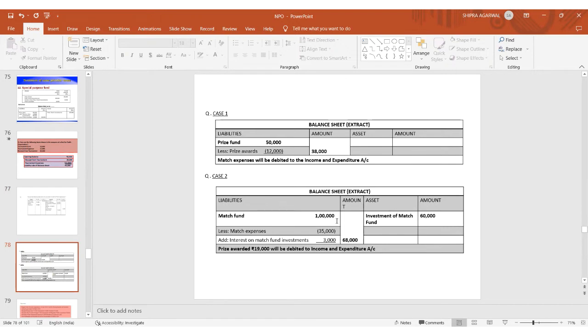The second case is, a match fund of 1 lakh is given to you, and an investment of the match fund is given to you in the form of 60,000. And you have certain match expenses of 35,000 and interest on match fund investment of 3,000. So expenses are subtracted and interest is added. So a net amount of 68,000 is there. And you also have prizes awarded of 19,000. That will be shown in your income and expenditure account because there is no particular head or no particular fund related to prize fund, right?